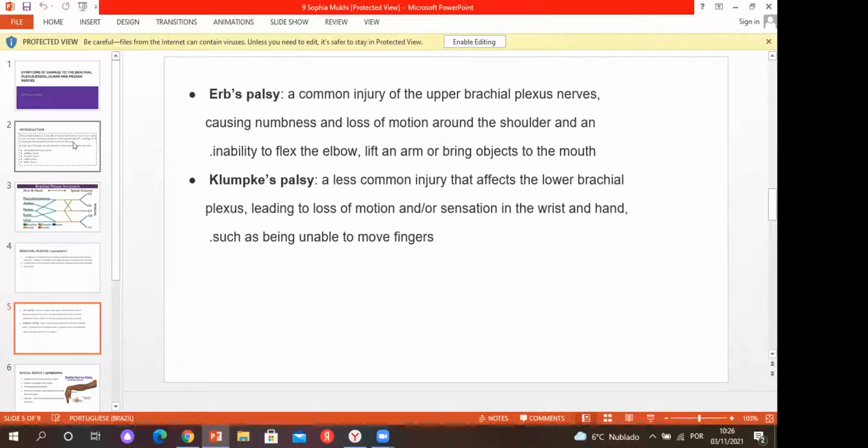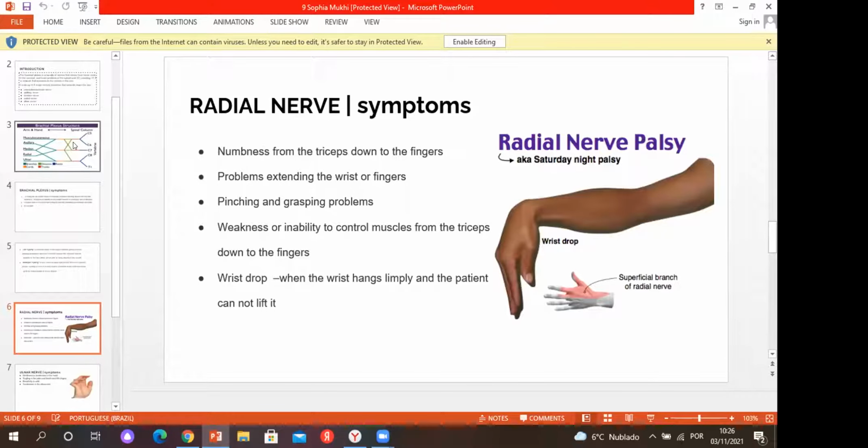Erb's palsy is a common injury of the upper brachial plexus nerve. It causes numbness and loss of motion around the shoulder and inability to flex the elbow and to lift the arm. So there'll be a limp shoulder or a limp hand. Klumpke's palsy is a less common injury that affects the lower brachial plexus, leading to loss of motion or sensation in the wrist and the hand, such as being unable to move the fingers. You won't be able to coordinate the fingers.